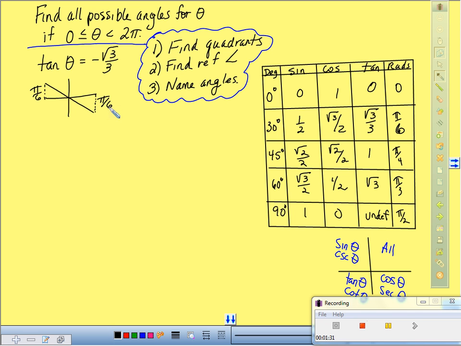Now, here's the tricky part of this. Some more 5th grade math. You need to be able to name the angle that goes from 0 over to that line. When we were doing it in degrees, this is 180, that would have been 30, and we said, oh, 180 minus 30, that's 150 degrees. So we do the same thing except we do it in radians.